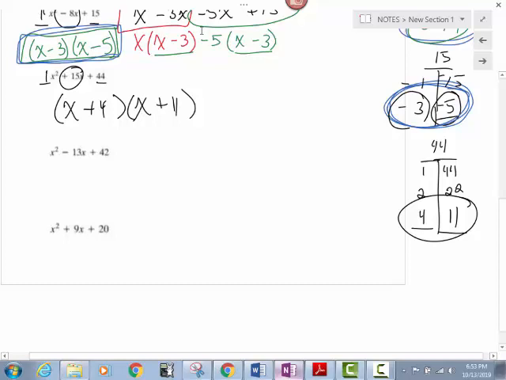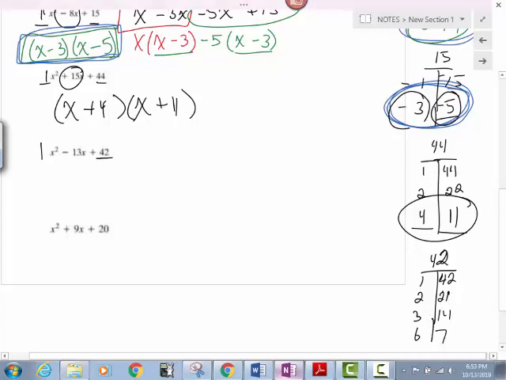Let's take a look at the next one here. So again, I'm going to do the same thing. I'm going to multiply 1 times 42. Oops, sorry. That's still the number 42. So 1 and 42, 2 and 21, 3 and 14, and I think we used 6 and 7 earlier.